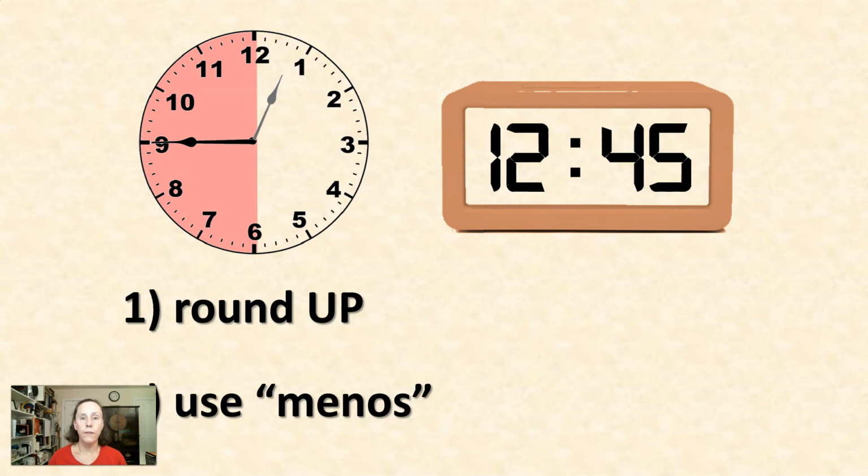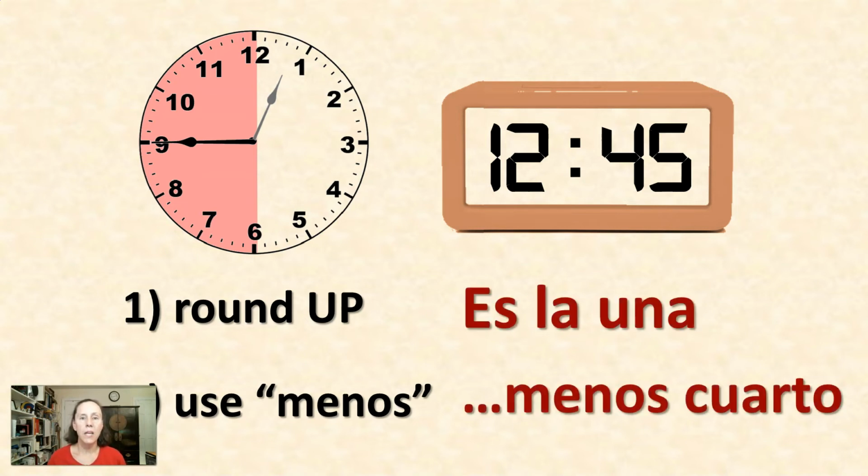Okay, so 12:45 is almost 1, but remember that 1 is singular. So we will say, es la 1 menos cuarto. Remember that cuarto is quarter. So again, remember that when we're at quarter after or a quarter to, we're always going to be saying cuarto, not quince. Quince is sort of the forbidden number when we're telling time.